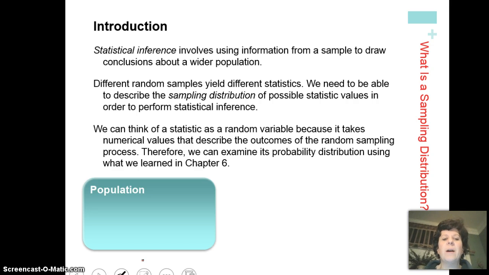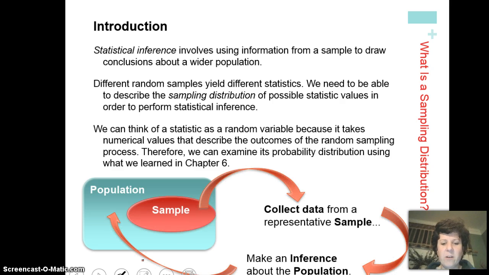We need to be able to describe a sampling distribution of possible statistic values in order to perform statistical inference. So looking at all the possible X-bars in this case. We can think of a statistic as a random variable because it takes numerical values that describe the outcomes of a random sampling process. So, in other words, all the different heights, all the different X bars we're getting, we can think of as a random variable. And so, therefore, we can use probability distributions like we did last chapter, in chapter 6, to manipulate those.